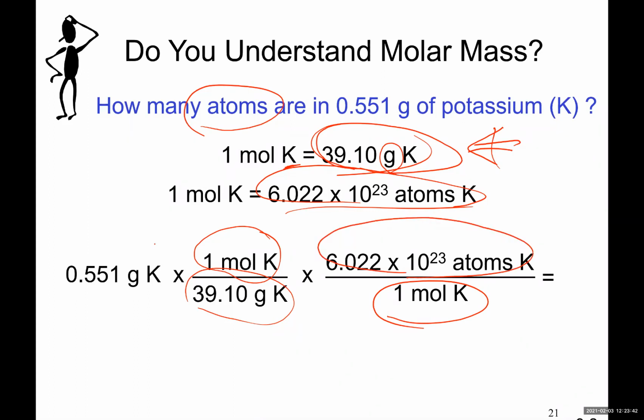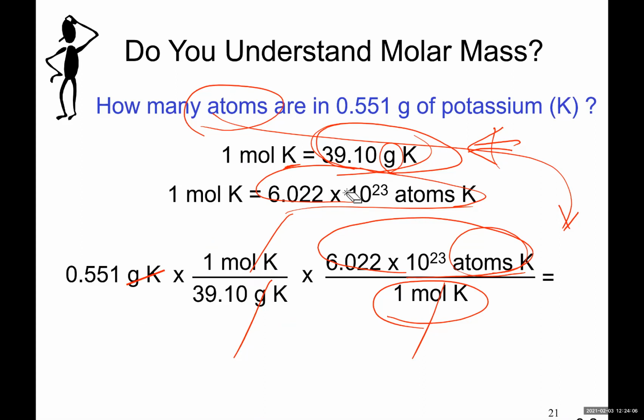So now grams and grams cancel each other. Moles of potassium cancel each other. The unit is atoms of K. That is what problem was asking. So that's the end of unit conversion factor. You enter the number in your calculator.